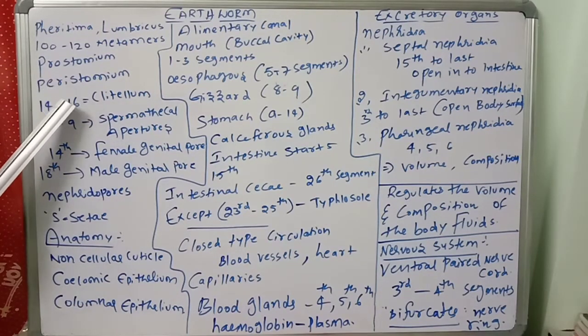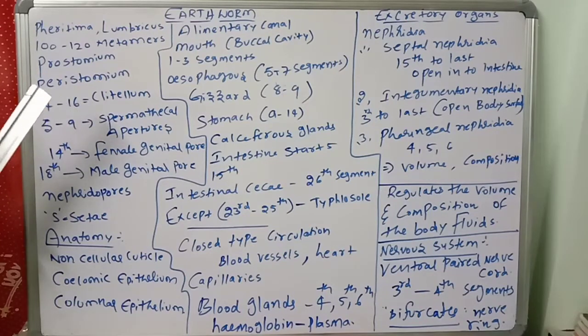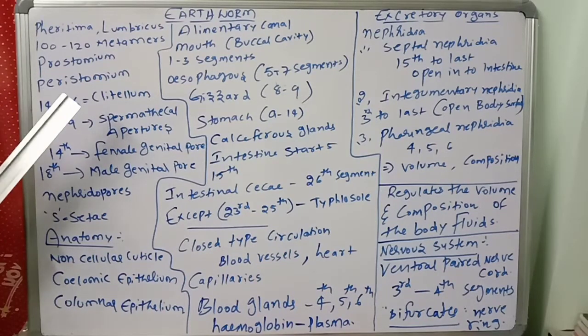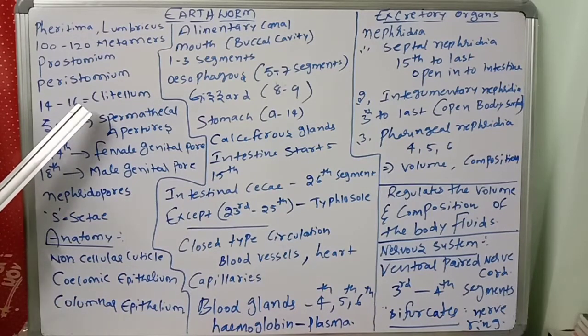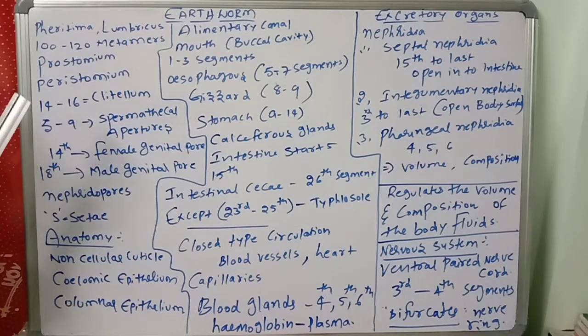The 14th to 16th segments are covered by a prominent dark band of glandular tissue, called the clitellum. That is important. Thus the body is divisible into prominent regions.